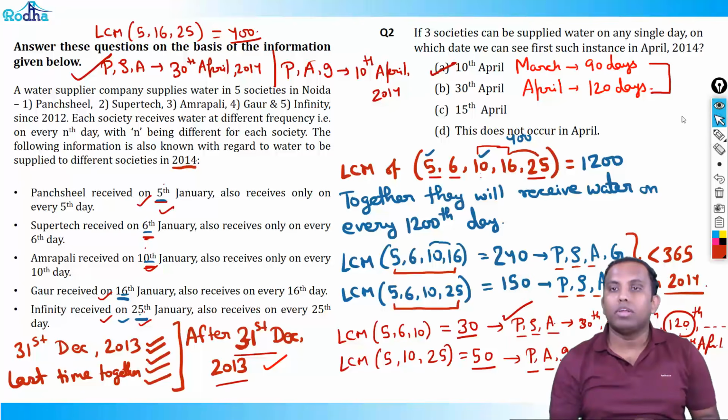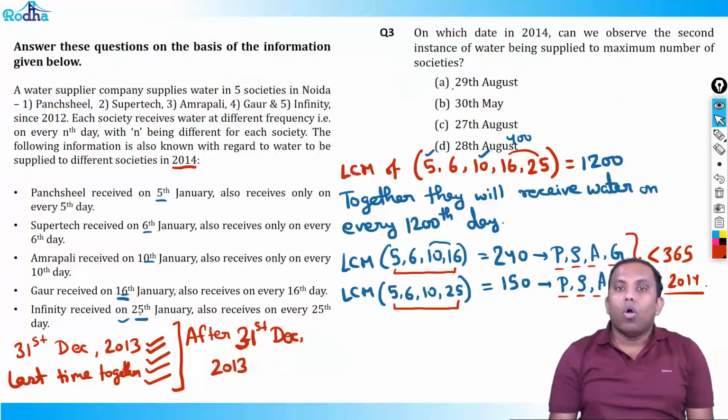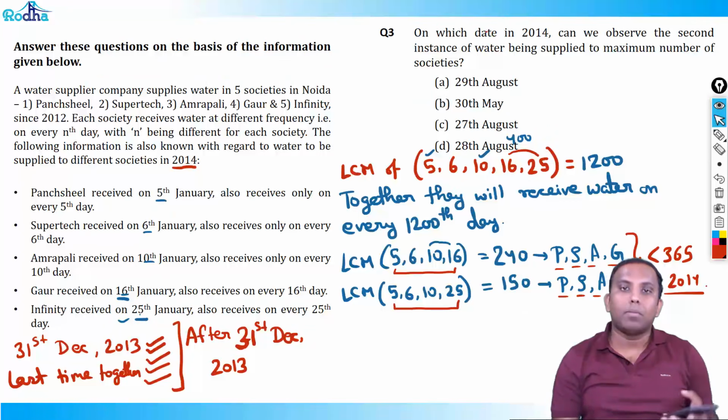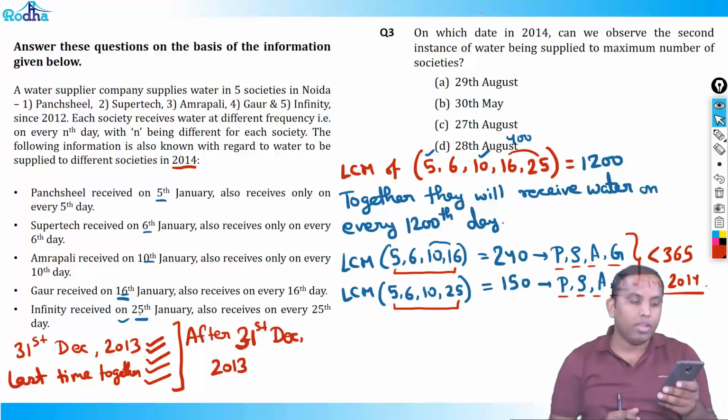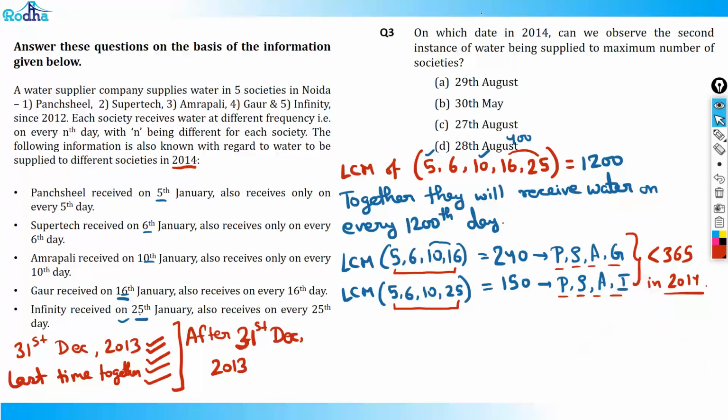Move to the third question now. See here. On which date in 2014 can we observe the second instance of water being supplied to the maximum number of societies? Okay, on which date in 2014 we can observe the second instance of water being supplied to the maximum number of societies, right?